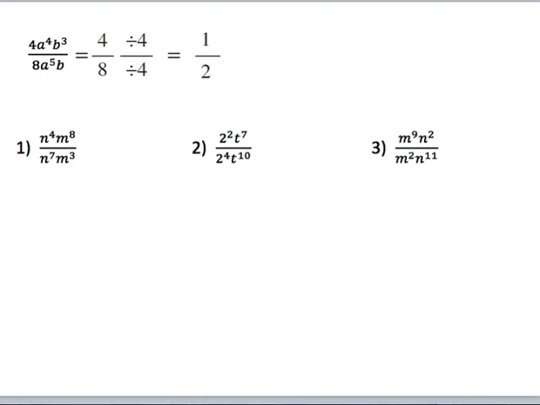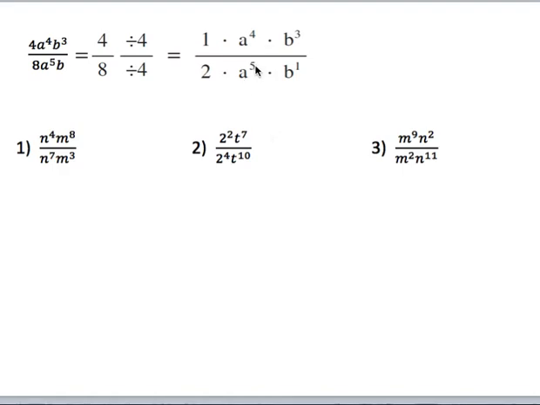After that, I'm going to tag on the a's and b's that have powers, but I'm going to space it out so it's easy to line up the a's over the a's and b's over the b's. And then I'll subtract the powers again.